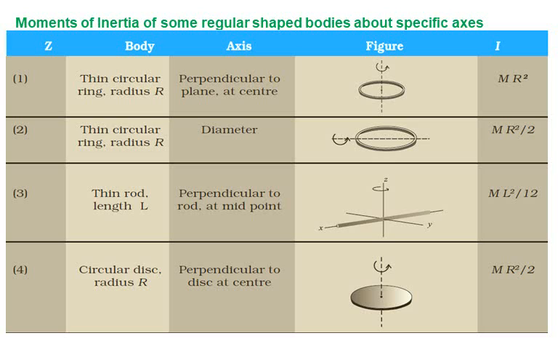The moment of inertia of a thin circular ring of radius r about an axis perpendicular to the plane at the center is mr square. Similarly, the moment of inertia of a thin circular ring of radius r about its diameter is mr square by 2. For a thin rod of length L about an axis perpendicular to the rod at the midpoint, the moment of inertia is ml square by 12.